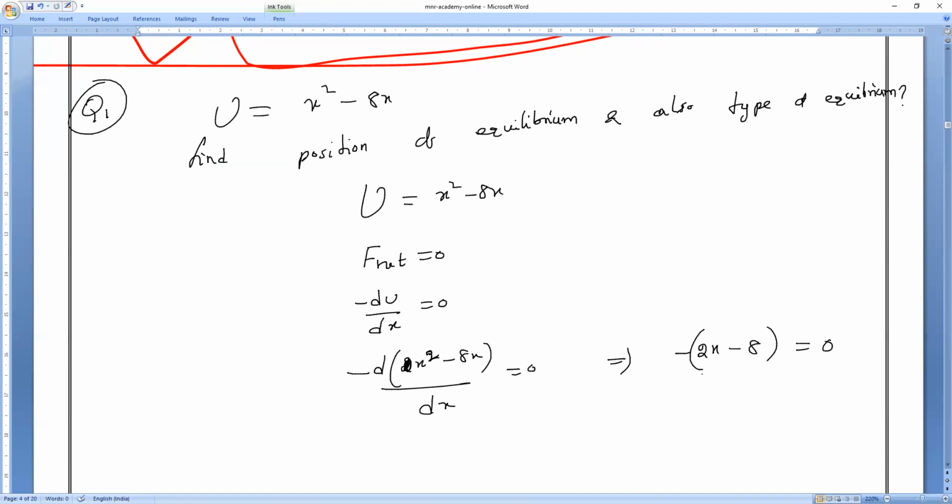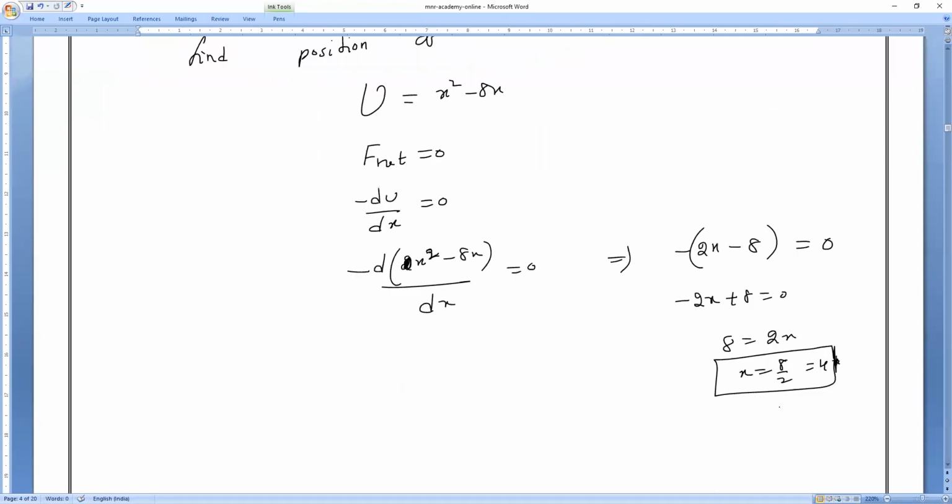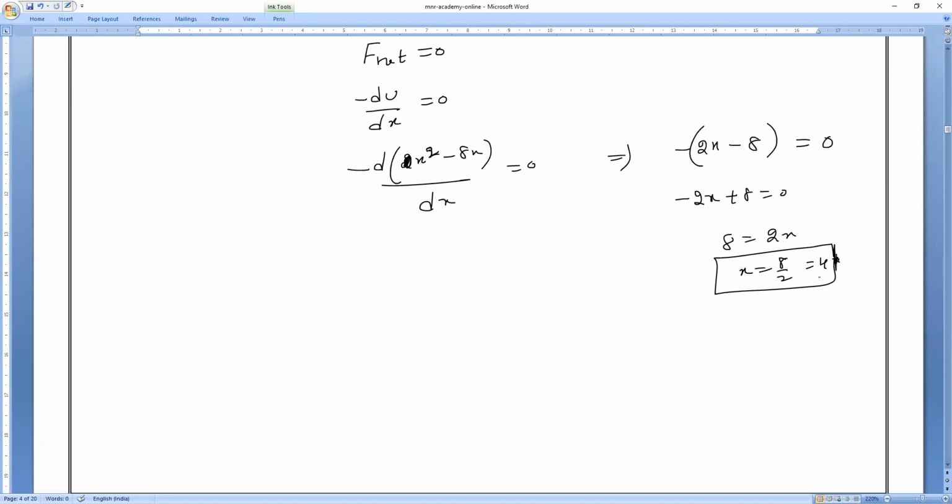Clear? So it will turn into 2x minus 8 is equal to 0. So 8 is equal to 2x. x is equal to 8 by 2, which is equal to 4. So where will it become equilibrium? At what point? At 4. At the point 4, the body is in equilibrium. Is it okay, guys? Please respond.